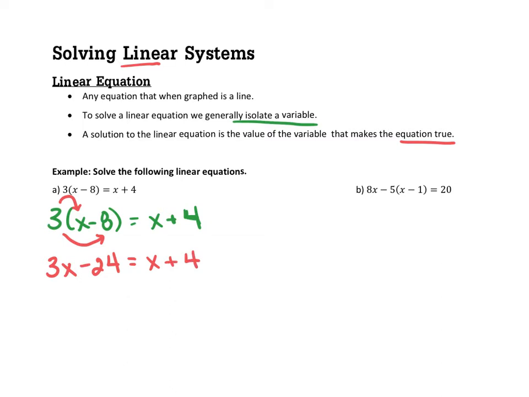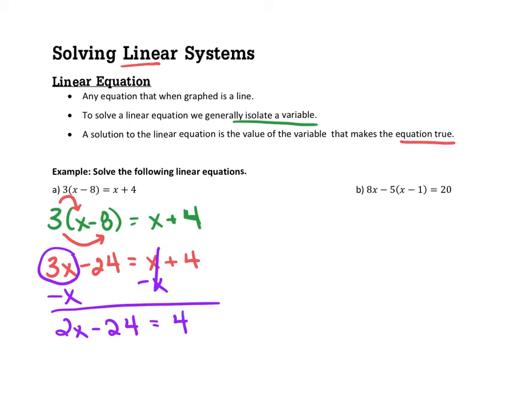Again, the goal is to isolate the variable x. To do that, I need to move x to one side, and I'm generally going to move x to the side where the x's are bigger. I always do the opposite operation because I'm undoing processes. So I'll subtract an x on this side and an x on the other side, and this will cancel it out. 3x minus x is 2x, minus 24, equals a positive 4.